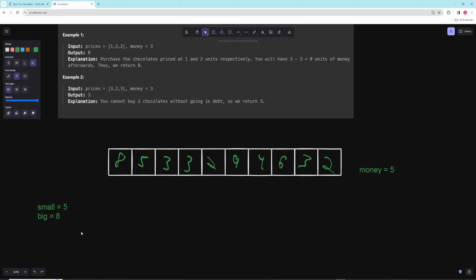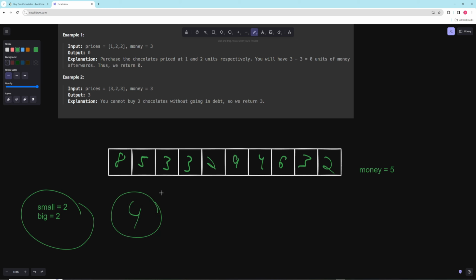Then we get to 3. Is 3 smaller than big? Yes. Is it smaller than small? Yes. So we replace and replace like this. We get to 3 again. Is it smaller than big? Yes. Is it smaller than small? No. So we just replace the big number. Then we get to 2. 2 is smaller than both of them, so we replace small, and big will be the old value of small. Then 9 is too big, 4 is too big, 6 is too big, 3 is too big, and 2 is less than big, but it's not less than small, so we just replace like this. We get our two smallest numbers and get a total.